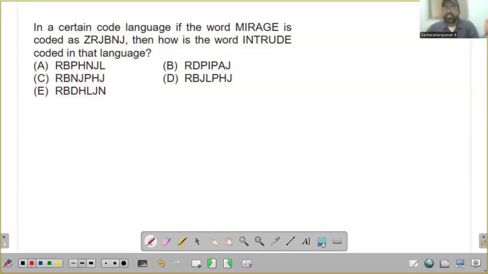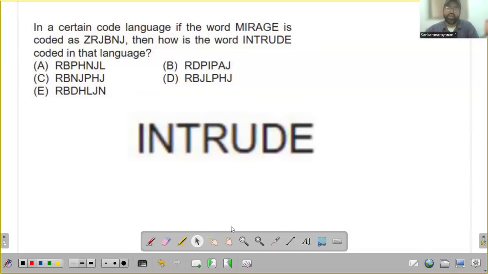Okay. Now let us consider what is happening with this intrude. So analyzing this word, how is the word intrude coded in that language? They're not asking which word is coded as intrude. Okay. So I is 9. 9 twos are 18. R, it starts with R. N is 14. 14 into 2 is 28, is 26 plus 2. So it should be RB. So I can eliminate option B.